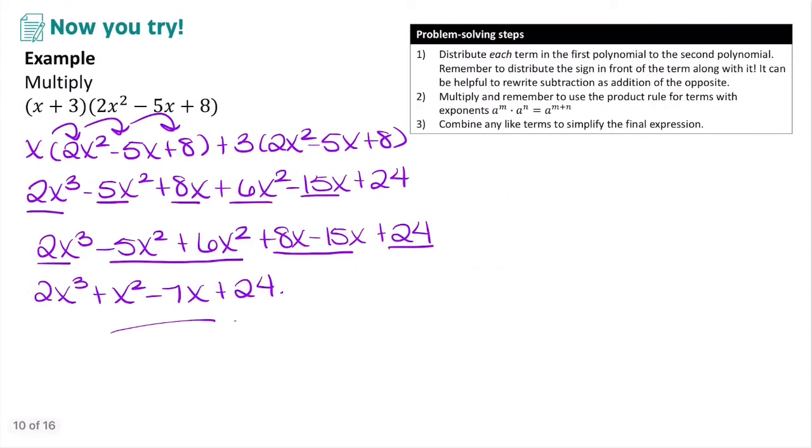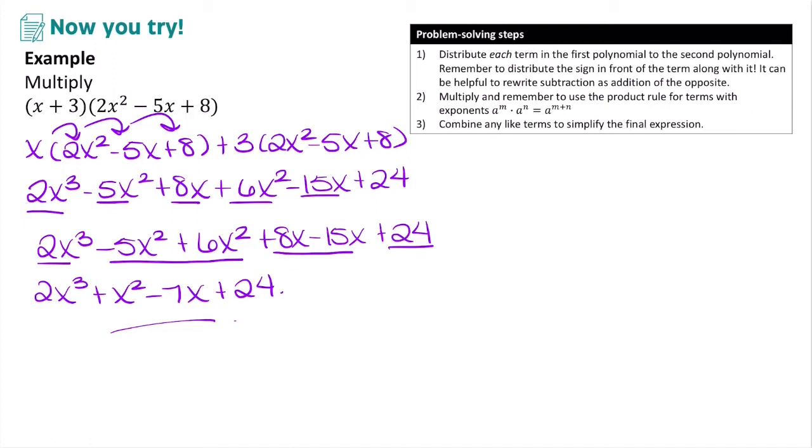So I'm going to take that x and distribute it to the second trinomial, and then I'm going to add it to 3 distributed to the trinomial. So I have 2x cubed minus 5x squared plus 8x, and then distributing 3 gives me 6x squared minus 15x plus 24. And then I'm going to go through and reorganize this so that my like terms are together. So I have 2x cubed minus 5x squared plus 6x squared, 8x minus 15x, and then plus 24.